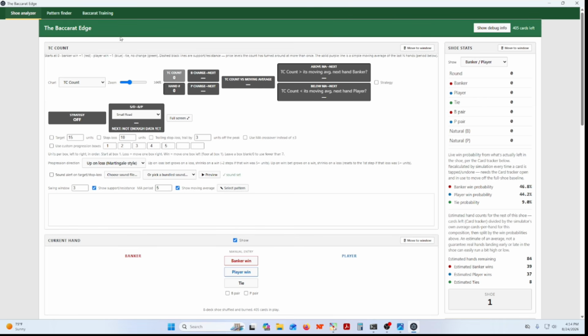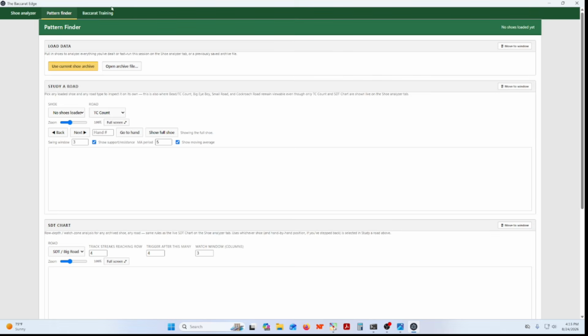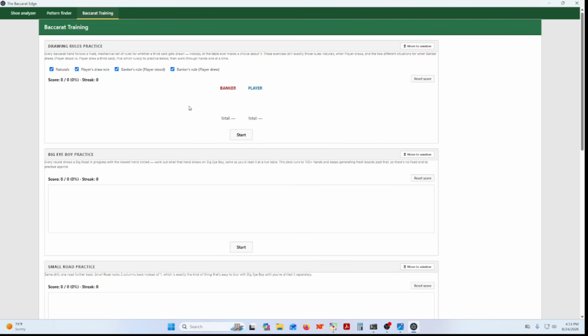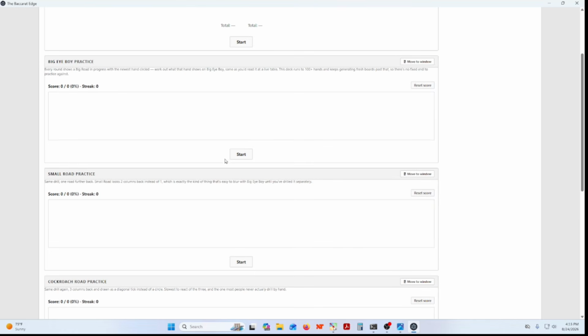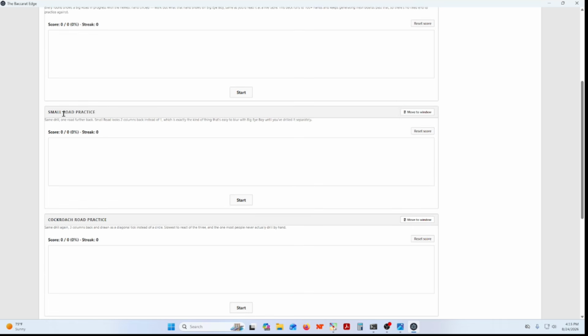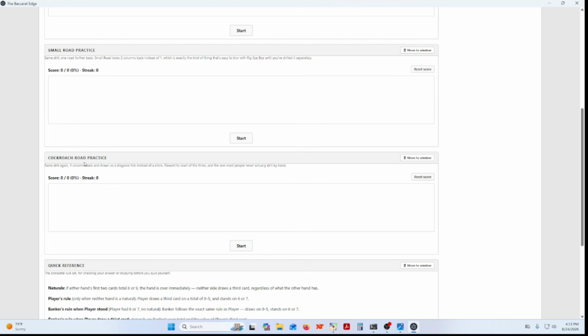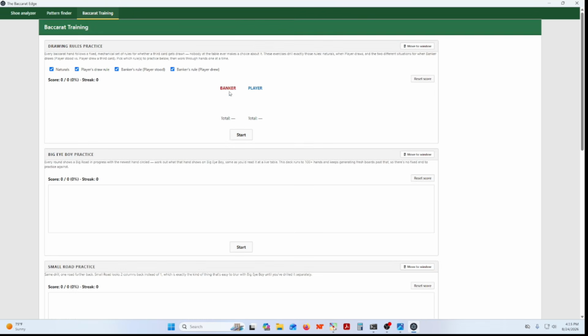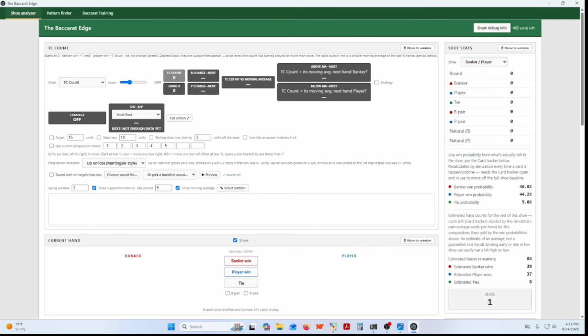Okay? So, this software is going to do a whole lot of stuff that you've never seen before. You see my tabs up there at the top. I got a shoe analyzer. I got a pattern finder. And I have a trainer for you guys who want to practice drawing on the rules of Baccarat, who want to practice a particular road. You got the big eye boy road practice. You got the small road practice. And you got the cockroach road practice. And we'll get back to that tab in a minute. But let's get to the main source. Let's get to the meat and potatoes.